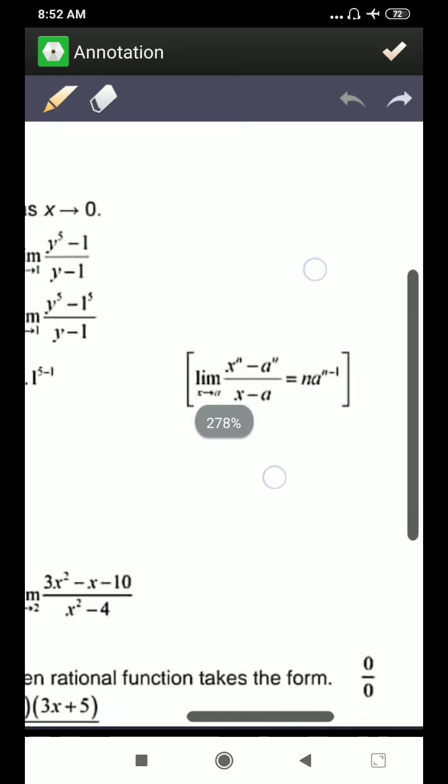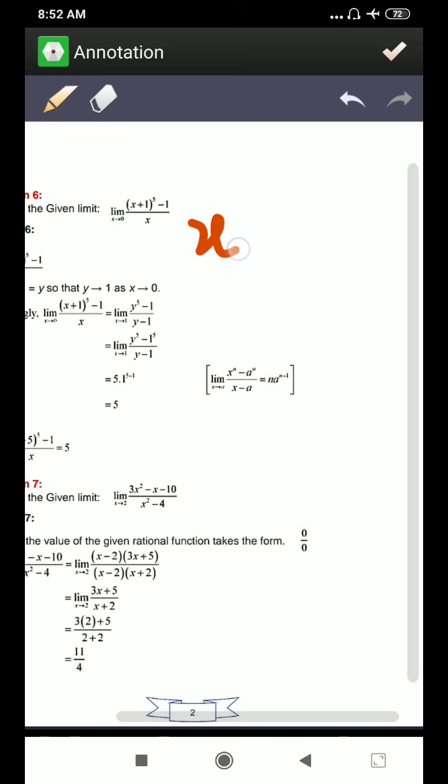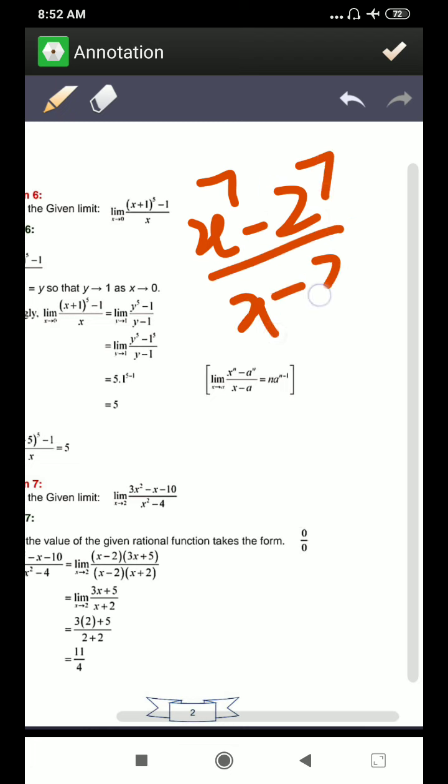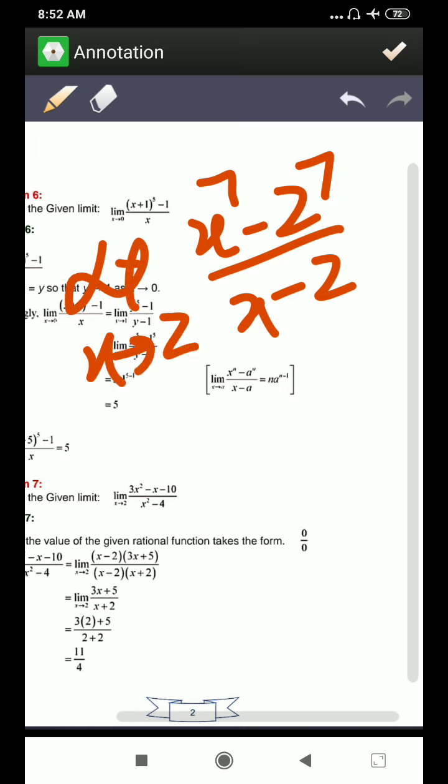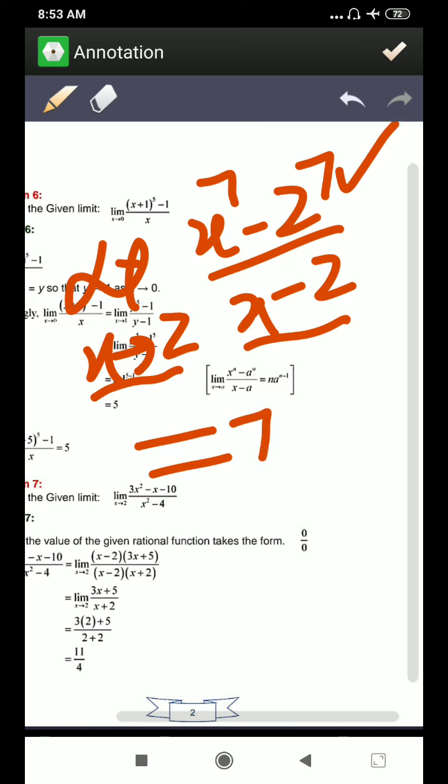Just to explain the same thing, suppose it is given x raised to power 7 minus 2 raised to power 7, divided by x minus 2, with limit x tends to 2. You see it is the same form, because x tends to 2, so the denominator is x minus 2, and the numerator is x minus 2 again, but equal powers are given on both x and 2. To write the answer, what is n? This power is called n. So it is n into a, and a is 2, raised to power n minus 1. This would be the answer.